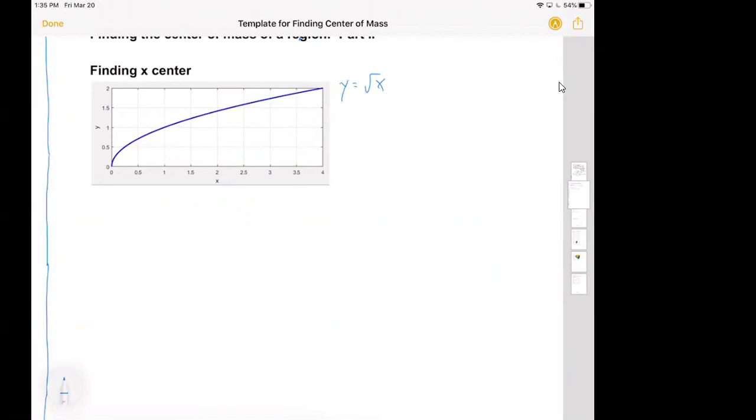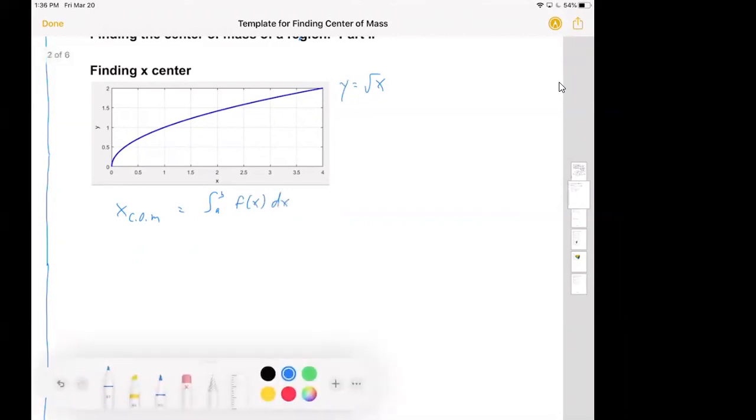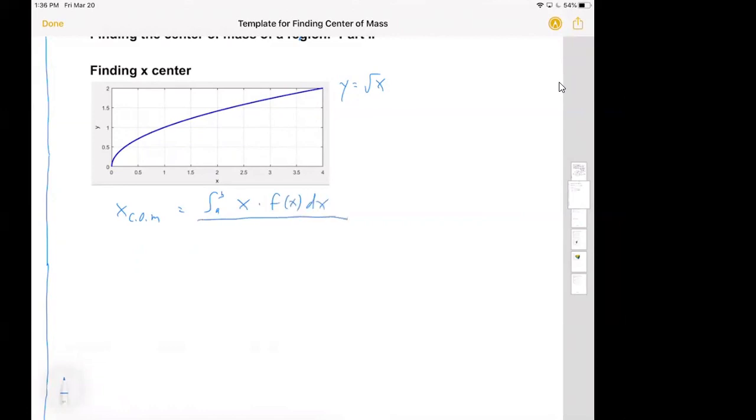So in order to find the x center of mass, we're going to need to use our formula that x, I'll call it center of mass this time, is equal to the integral from a to b of f of x dx. Oops, I left out, this is the first moment, so I need to add that it's x times f of x dx, all over the area. Should be the integral from a to b of f of x dx.